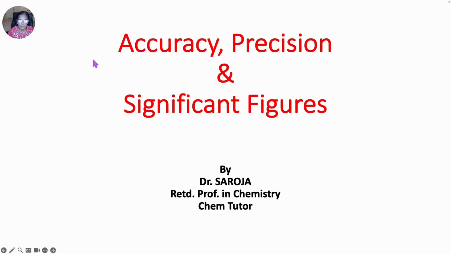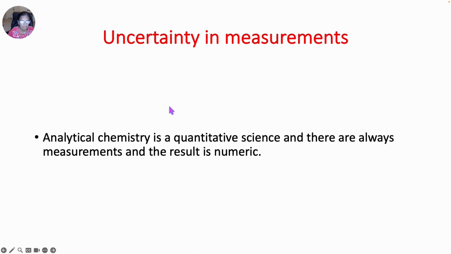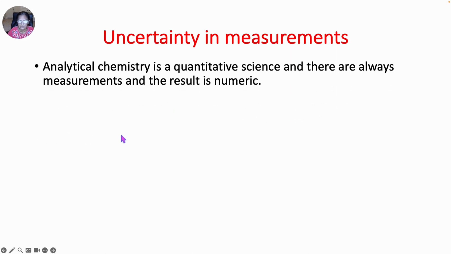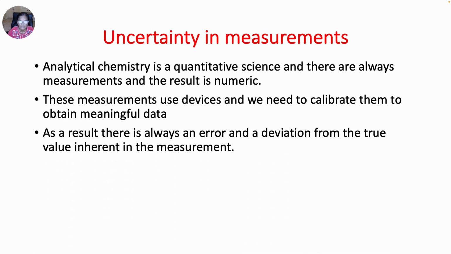Today I am going to talk about accuracy, precision and significant figures. Let's begin with uncertainty in a measurement. Analytical chemistry is a quantitative science and there are always measurements and the result is always numeric. These measurements use devices and we need to calibrate the devices to obtain meaningful data. As a result, there is always an error and a deviation from the value which is inherent in the measurement.